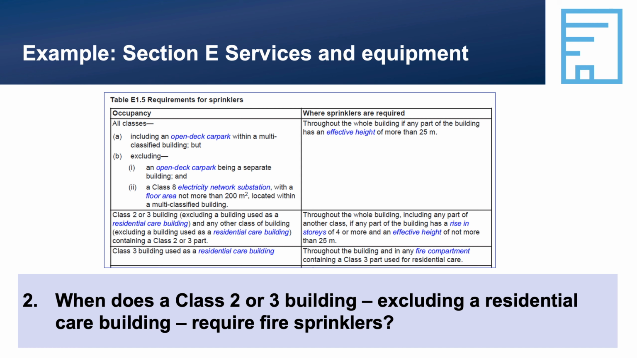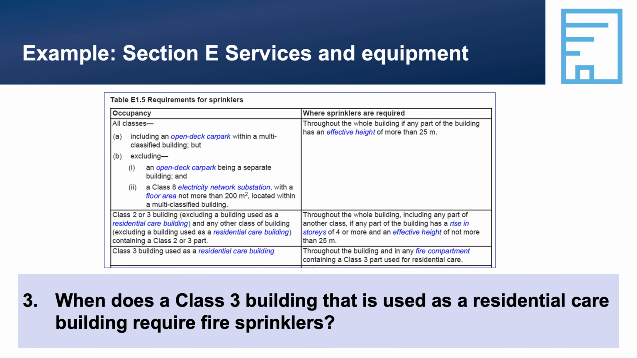A Class 2 or 3 building, excluding a residential care building, requires fire sprinklers if any part of the building has a rise in storeys of more than 4, even if the effective height is less than 25 metres. If the building has an effective height of more than 25 metres, sprinklers are also needed. Question 3. When does a Class 3 building that is used as a residential care building require fire sprinklers?